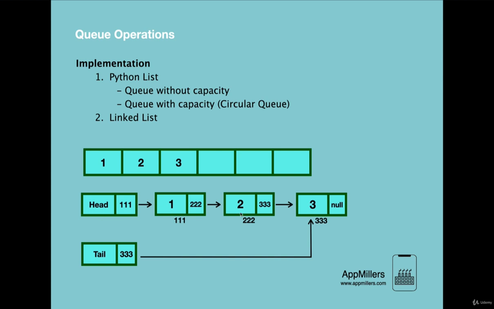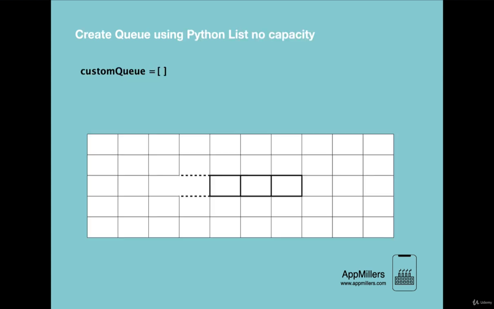Now we have learned the queue can be implemented in 2 ways. Now let's see how the queue methods work. The first method is create queue. To create a queue, in the case of a Python list without capacity, we just initialize an empty Python list. As you see, we are initializing an empty Python list and it is in memory like this. This means that we can insert as many elements as we want. So we have an empty queue here.